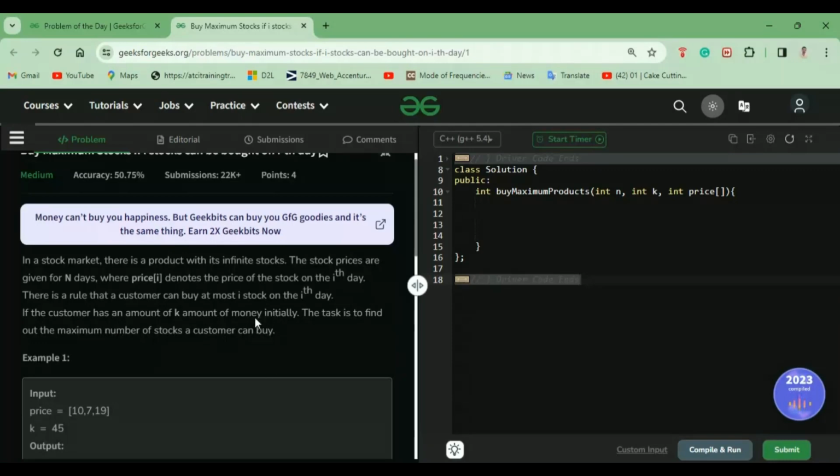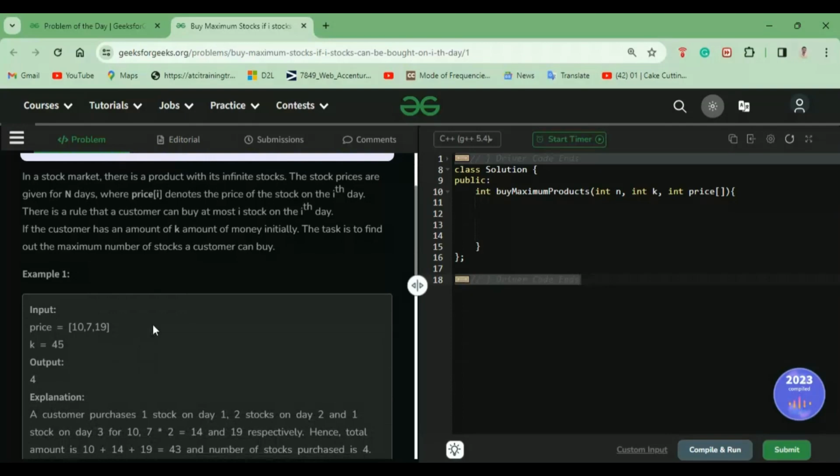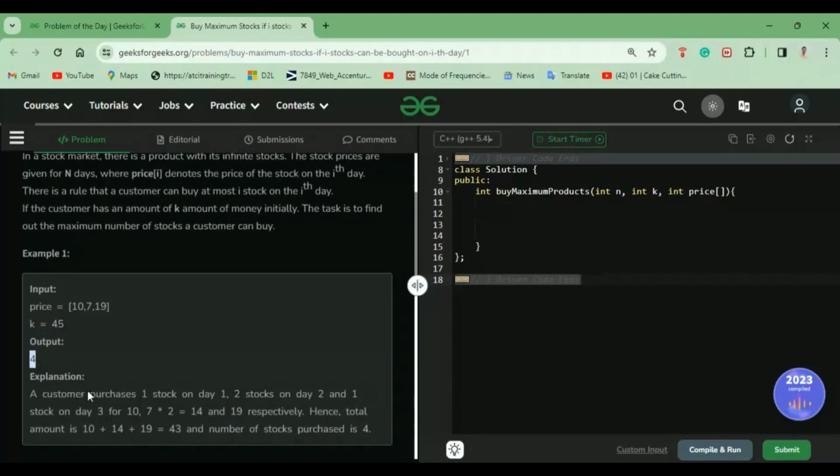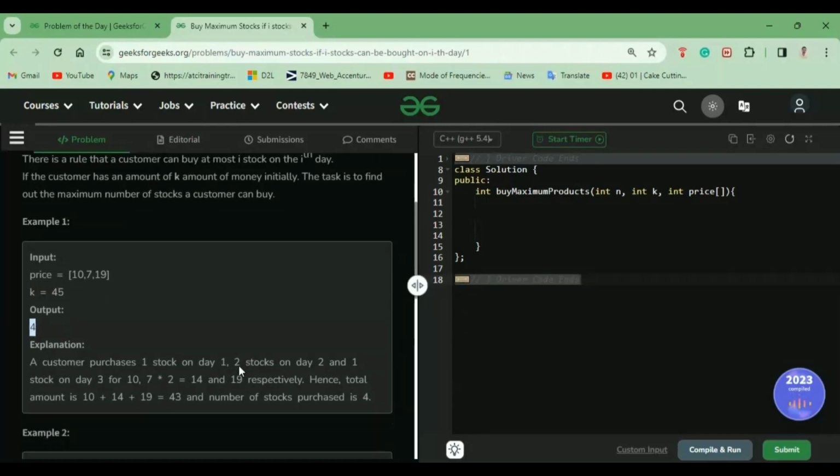So here is the problem. The task is to find the maximum number of stocks he can buy within that period of time. We have a price array 10, 7, 19, and k is the amount, and the output is 4. So he can buy 4. How can he buy 4? Here they have given some explanation.